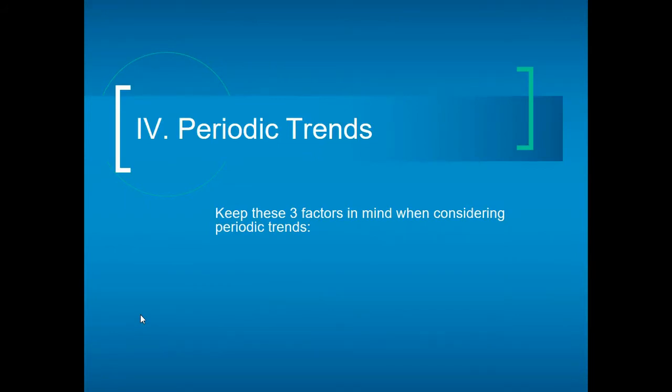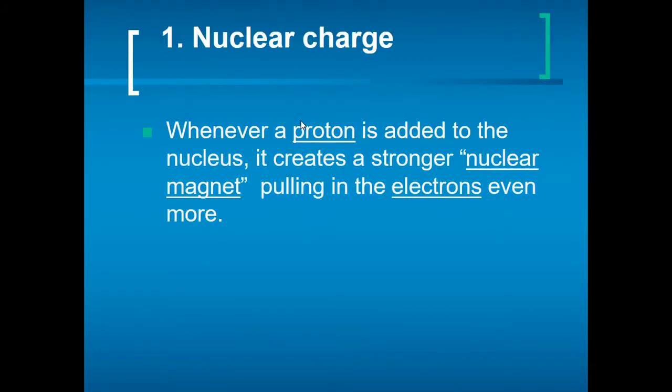Before we get into our periodic trends, there are three factors that you need to take into consideration when you're considering all of these periodic trends. If you keep these three factors in your mind when you're thinking about the periodic trends, they make a lot more sense. So the first one that we're going to discuss is your nuclear charge. This is something that is most relevant as you're moving across a period. So across the periodic table, across a horizontal row, your nuclear charge is going to dominate in terms of the influence on these periodic trends.